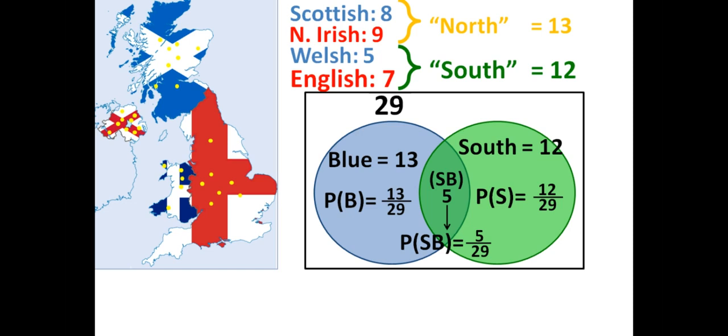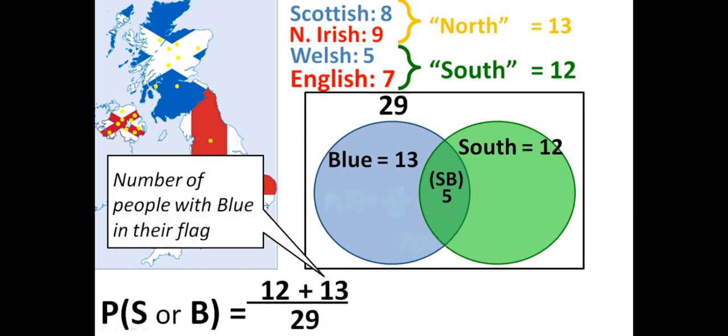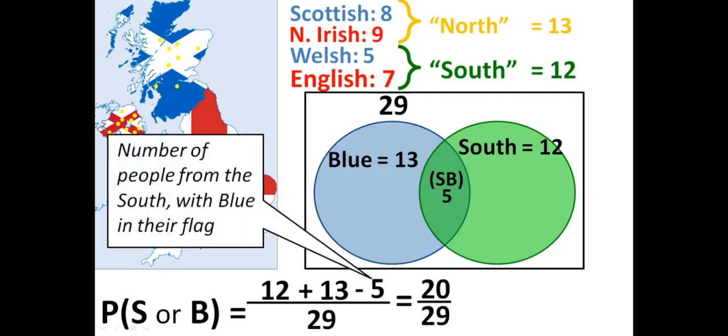Now let's assume that we need to select somebody from our sample, but we are only interested in people who are either from the south or whose respective nations have blue in their flags. We could then ask, what is the probability of S or B? The sample is the same, so our denominator is 29. And we have 12 people from the south plus 13 people with blue flags minus 5. Now, since Welsh people in our sample belong to both groups, and they were already included when counting all people classified as from the south, we have to subtract this number. Otherwise, we would be counting them twice.